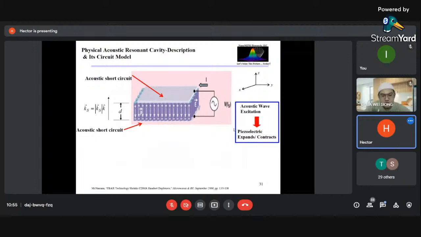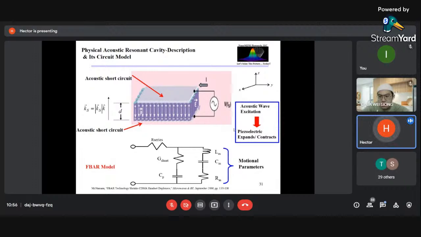In the FBAR, excitation of the acoustic wave occurs upon application of an AC voltage across the capacitor, which causes the piezoelectric material to expand and contract, thus eliciting electrical oscillations between mechanical and electrical field domains. This oscillation may be represented or modeled by this circuit. C sub P represents the shunt capacitance between the plates, the parallel plate capacitance. L sub M, C sub M, and R sub M represent the resonance of the piezoelectric material.